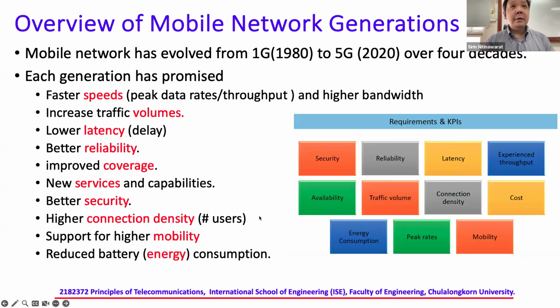Improve security and support for higher mobility, because people are moving faster than in the past. The vehicles or the trains on which the users are on are moving faster. That's why the network has to be more capable to support more severe mobility use cases, right?